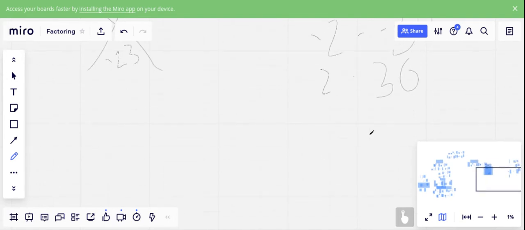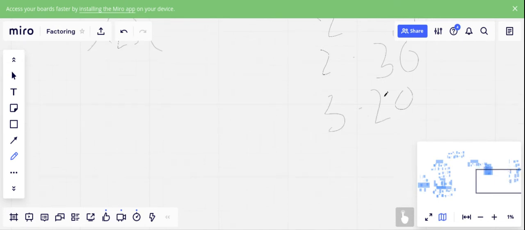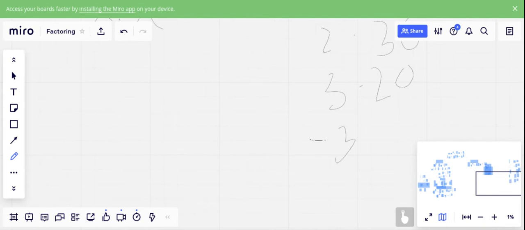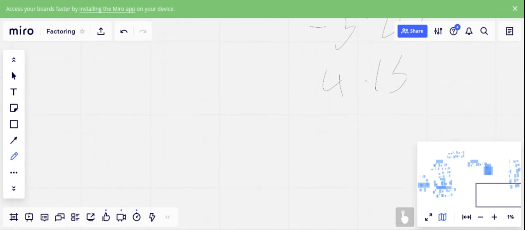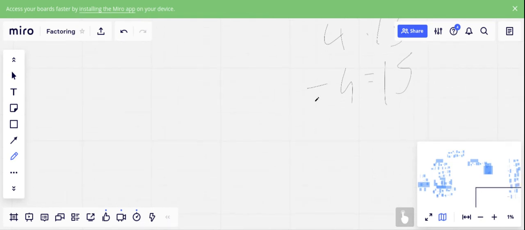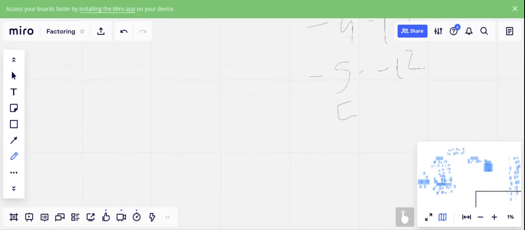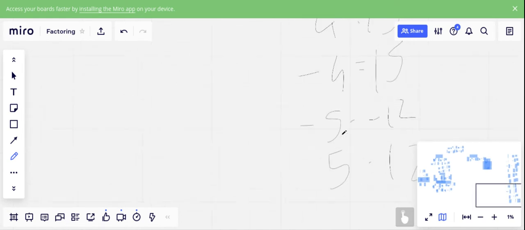There's 3 times 20. There's negative 3 times negative 20. And there's 4 times 15. There's negative 4 times negative 15, I'm sorry. And then there's negative 5 times negative 12, 5 times 12 as well. And there's, I think, 1 or 2 more.